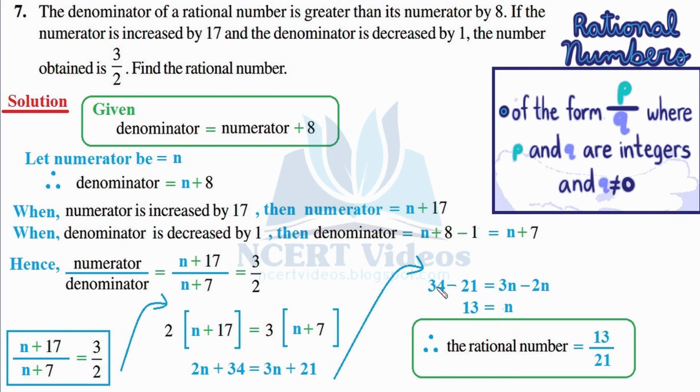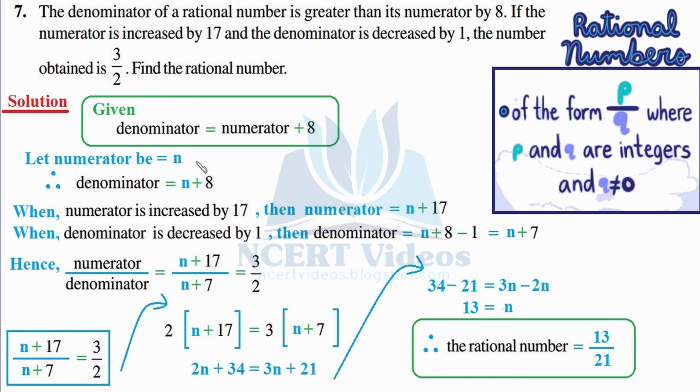4 minus 1 is 3. 3 minus 2 is 1. Simple. 34 minus 21 gives you 13 equal to 3n minus 2n, which is equal to n. And with this we have separated our variable and its value came as equal to 13. And we have assumed n as numerator, that is our original numerator, and we are required to find the rational number, that is the original rational number that we have considered.